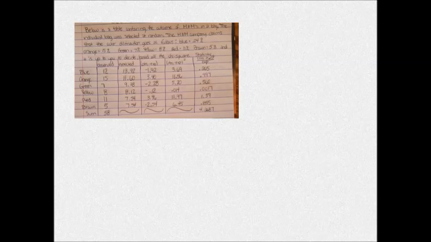Below is a table containing the outcome of M&Ms in a bag, collected at random. The M&M company claims that the color distribution is as follows. So, the distribution is used to calculate the expected value right here, expected.